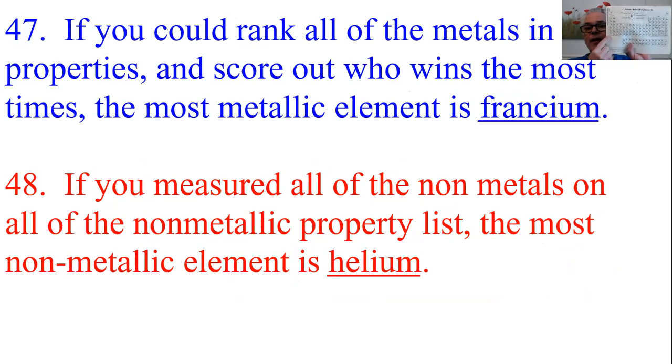It's way down here. And if you measured all the non-metallic properties: which is least likely to form a cation, which conducts heat the worst, which conducts electricity the worst. I don't even know what that means, it probably just doesn't. But if you could list all of the non-metal properties and rank which atoms are the best at this and took an average: helium. So you got francium in one corner and helium in the other corner.